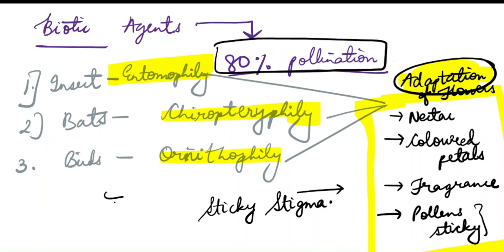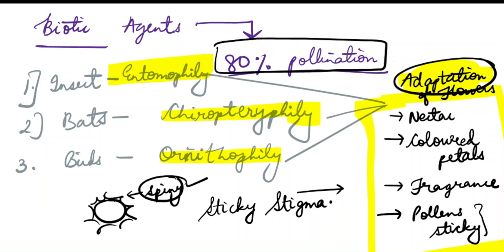So to have a grip, they require sticky pollen. And here the pollen is spiny. The pollen has a spiny structure, again to take a grip, so that the pollen should not fall. Now this is about the insects.